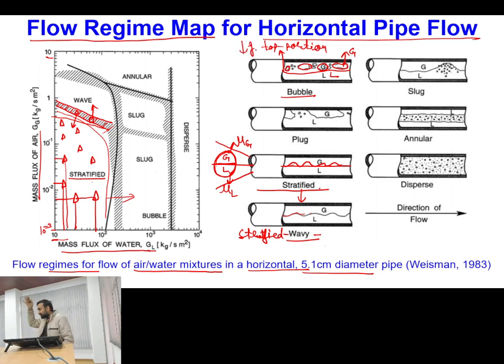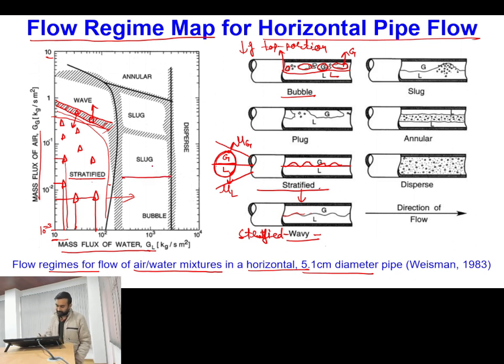Yes, gravity is acting like this. So bubbles are nothing but the lighter phase, the gaseous phase is the lighter phase. Because of the less density, it will try to stay near the top portion of the pipe. That is why in bubbly flow you can see that majority of the time the bubbles are staying almost near the top portion. Is this one clear? So that is a bubbly flow.